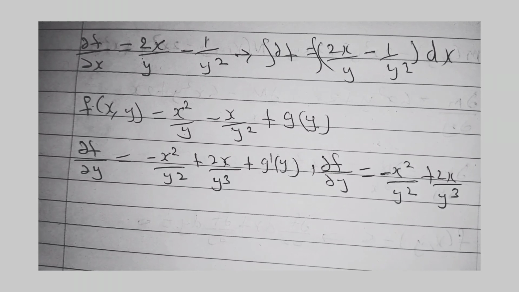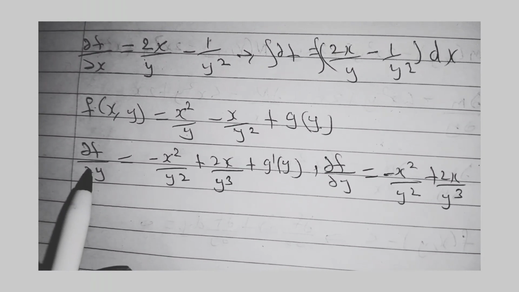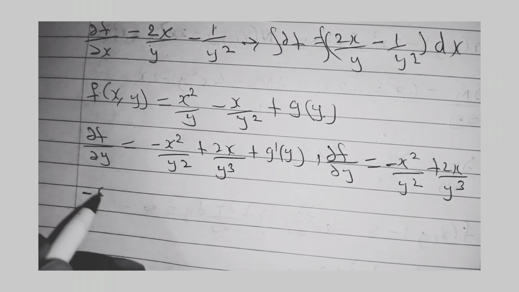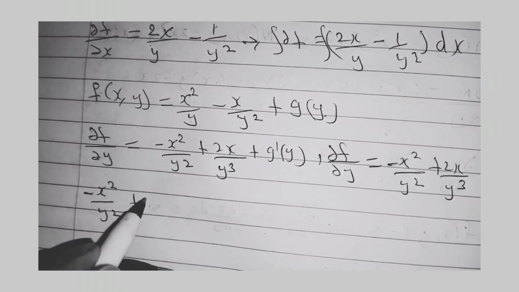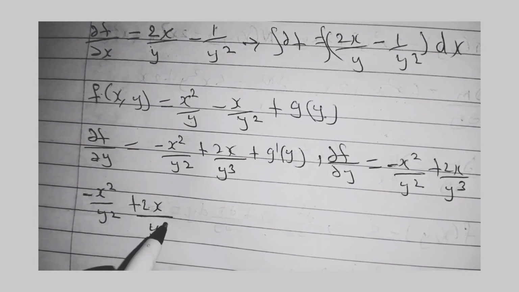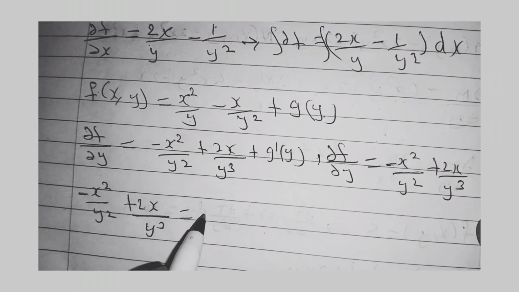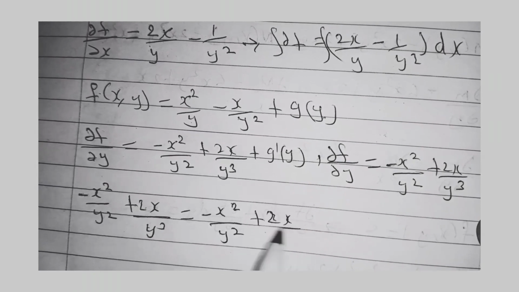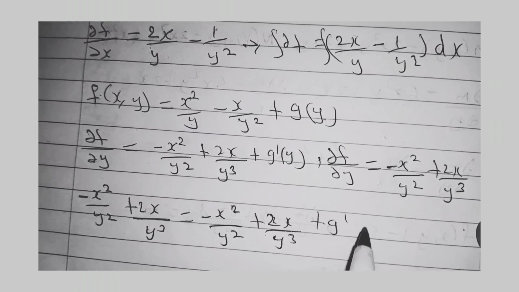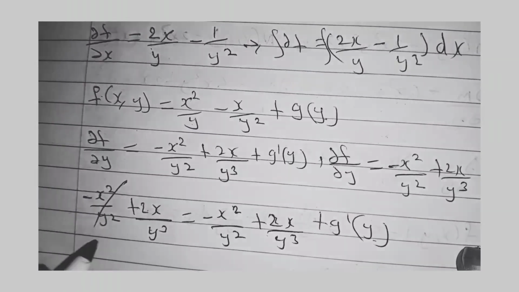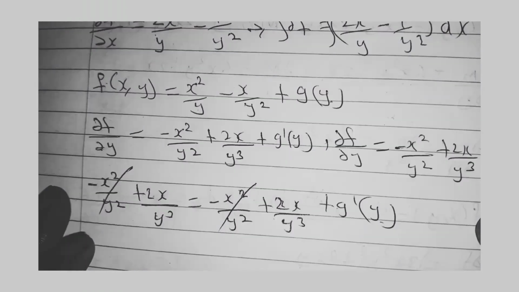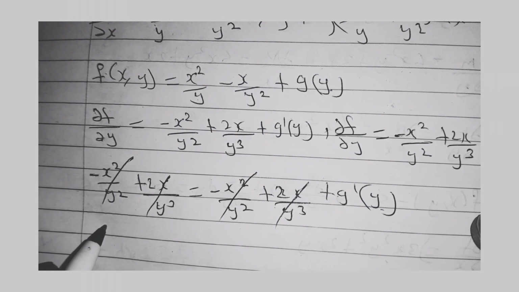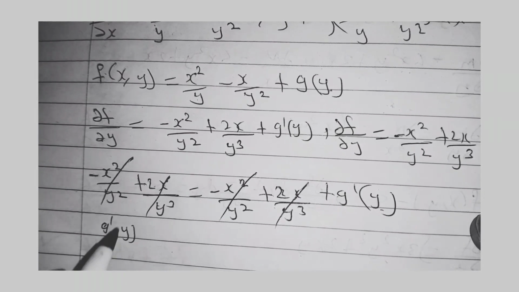function. And when you compare these two, you can see the left hand side is equal, meaning that you can equate the right hand side, whereby you will have negative x squared over y squared plus 2x over y cubic is equal to negative x squared over y squared plus 2x over y cubic plus g prime of y. Clearly you can see this part will cancel and this one because it is on the left hand side and on the right side. Also 2x over y cubic will cancel with that, meaning that now our g prime of y is equal to 0.